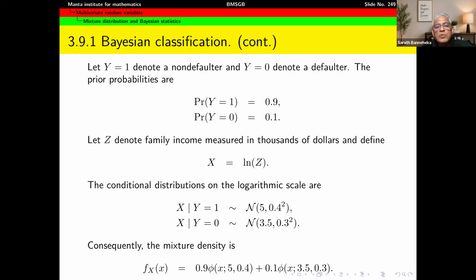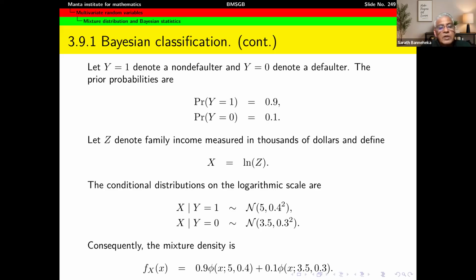So the conditional distributions on the logarithmic scale are: X has a normal distribution when Y equal to 1 with mean 5 and standard deviation 0.4 in thousands. And then for the group Y equal to 0, that is defaulters, the distribution of X is normal with mean 3.5 and 0.3 standard deviation.